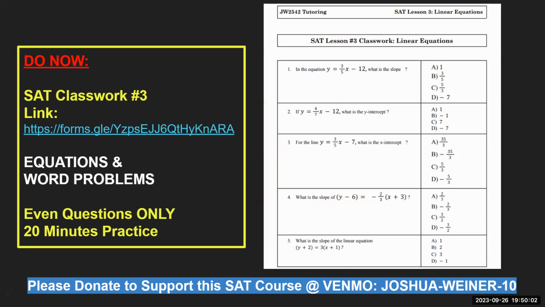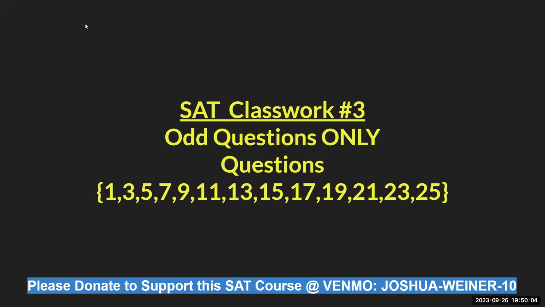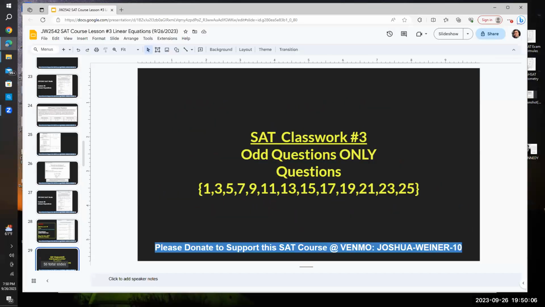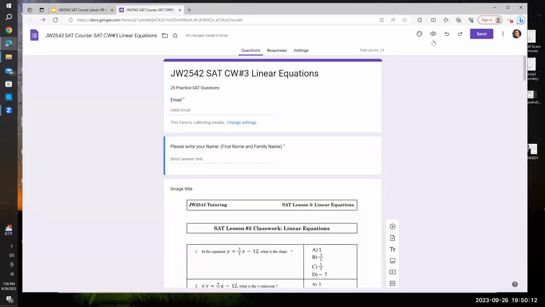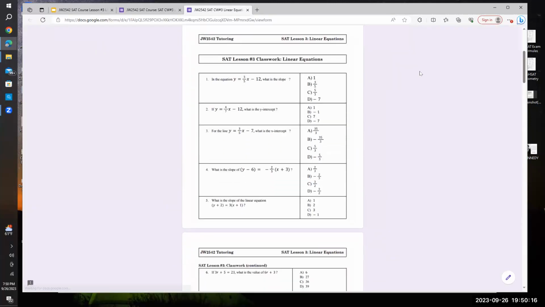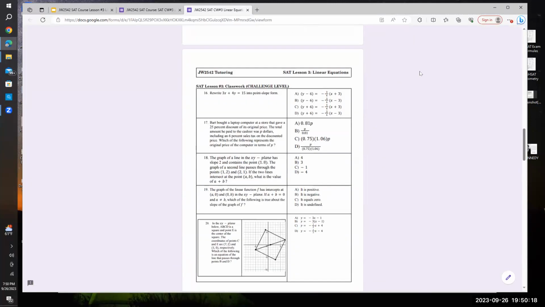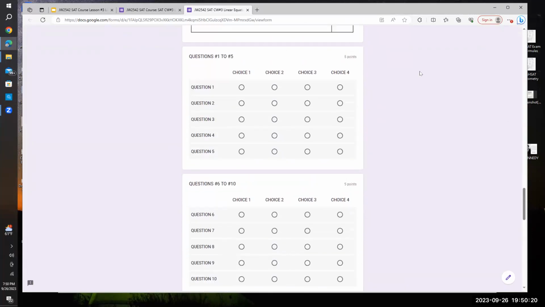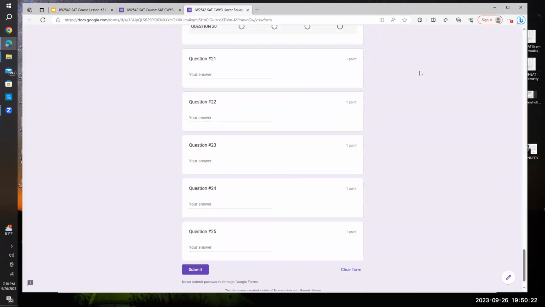So what I'm going to do now is I'm going to leave the slide carousel just to show you the form here, which I shared in the chat window. So this is the classwork form. And you can see here the questions scroll down, and then the bubble sheet, just like with the quizzes, on the bottom for you for the 25 questions.